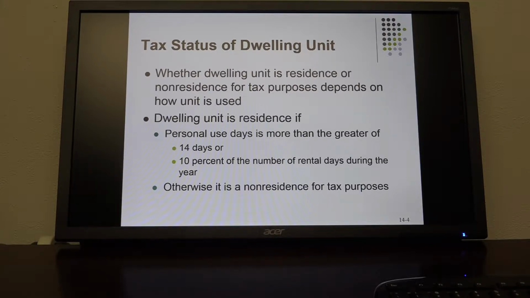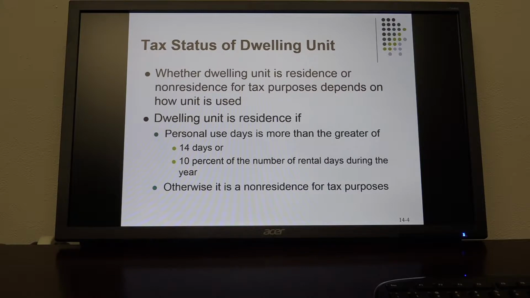So, you know, what's this going to apply to, especially the second part? Well, if you rent your dwelling unit for 140 days or less, at 140 days, the 10% of the number of rental days and the 14 days are exactly the same, right?